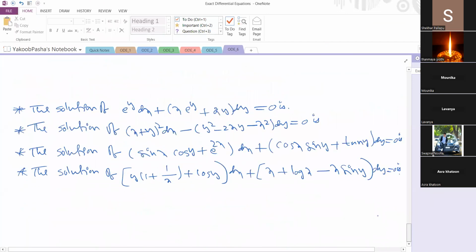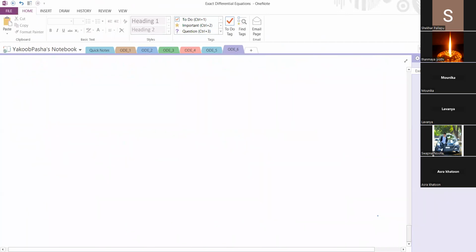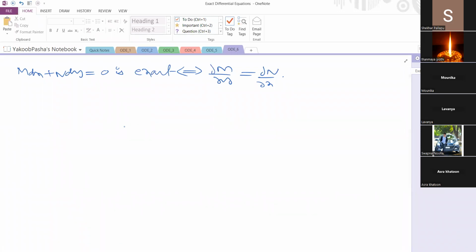Now, if the first order and first degree differential equation M dx + N dy = 0 is exact, the necessary and sufficient condition is ∂M/∂y = ∂N/∂x. Now we can find the solution by direct integration, where at dx we have to take y constant, and at dy we have to integrate only y terms.